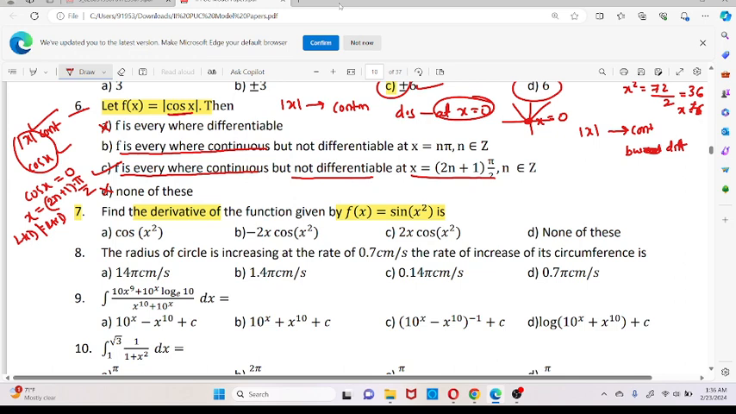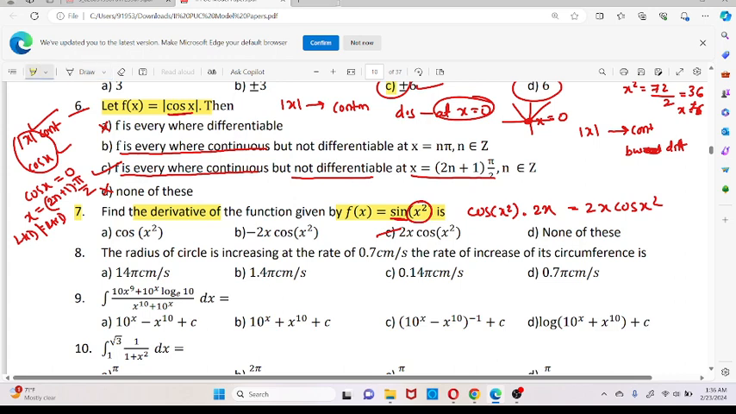It is very easy. So differentiation of sin is what? It is cos. So cos of x square into, again, differentiation of x square will be what? 2x. So my final answer is 2x into cos of x square. So if you go through the options, I think option C will be the right one.